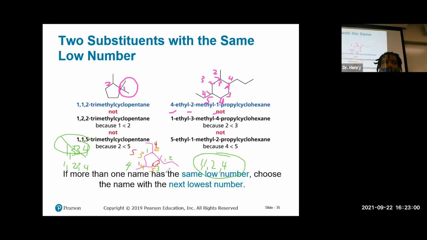Okay, so lowest number outbeats alphabet. Okay, and that's the other thing, so lowest number beats alphabet. Now, if we have a choice between the two, lowest number first, then alphabet, and then, okay.